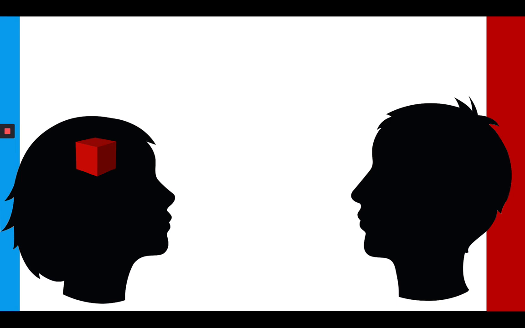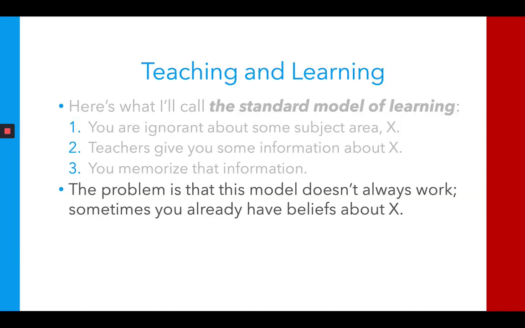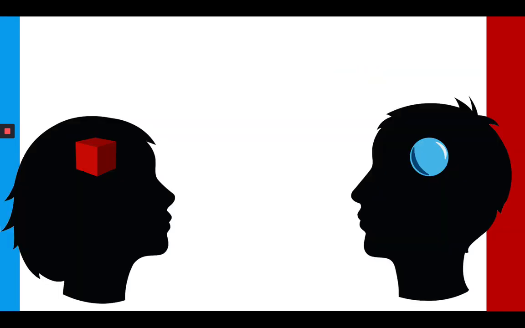The standard model is depicted here. We've got a teacher on the left. They've got some information and they're giving it to you, the student, on the right, and the light bulb turns on and you've learned something. Excellent. The problem with this model is that it doesn't always work. Sometimes you already have beliefs about X, or sometimes you just don't really believe what your teacher is telling you about the subject.